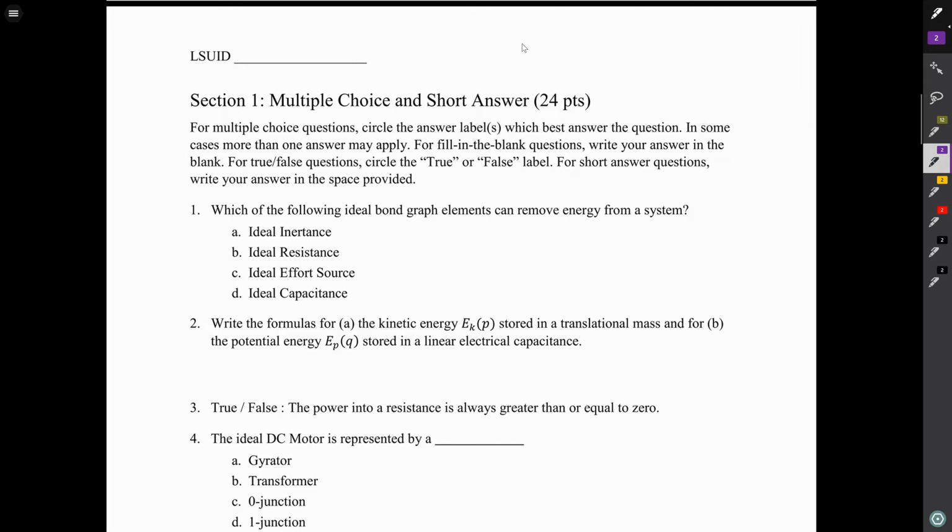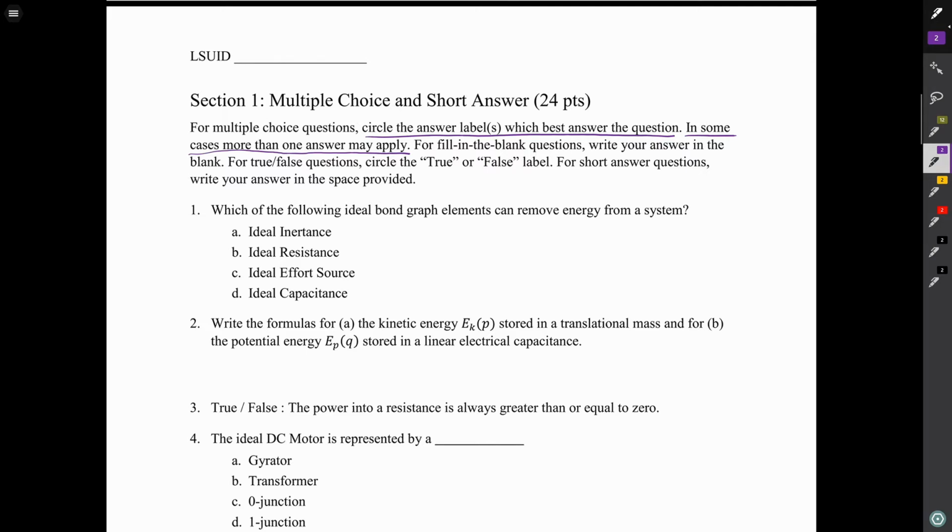On this test, the first section consisted of multiple choice questions, true or false questions, and a few fill-in-the-blank questions. For the multiple choice questions, we're told to circle the answer label which best answers the question, and that in some cases more than one answer may apply. So let's take a look at this first question.